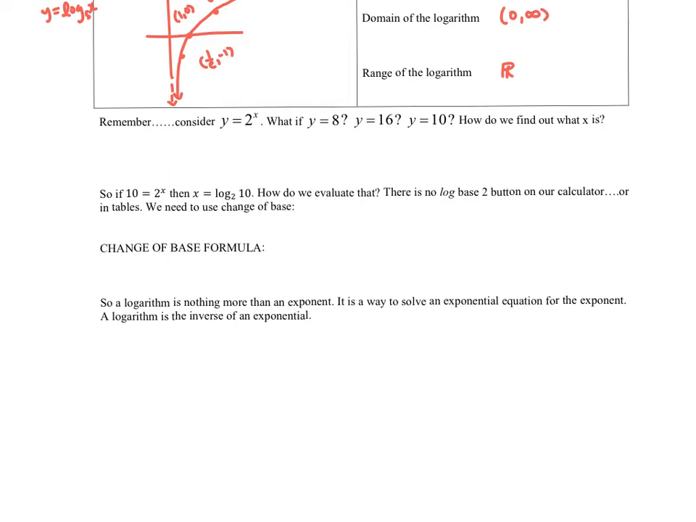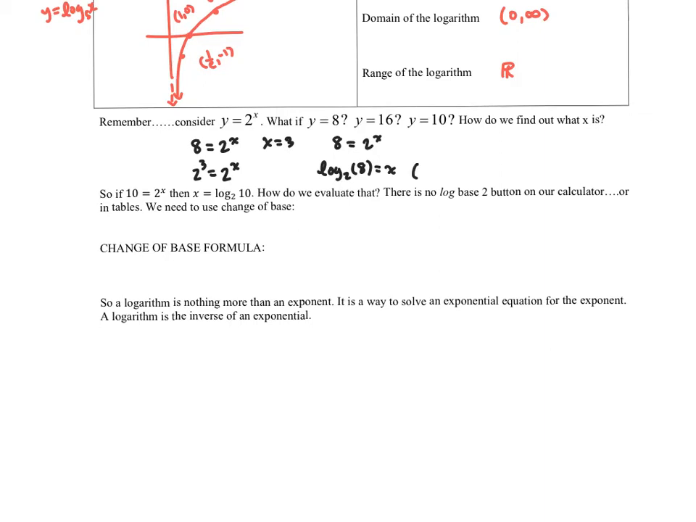Okay, so if y equals 2 to the x, what if y equals 8? Could I find the x value such that that's true? Well, there's a number of different ways I could figure this out. One way is I could write this in a base 2 form. So x would equal 3. Another way that I could do it is I could rewrite this in log form. So this would be log base 2 of 8 is equal to x, and then solve using my calculator. And there's a couple other ways that I could figure this out.